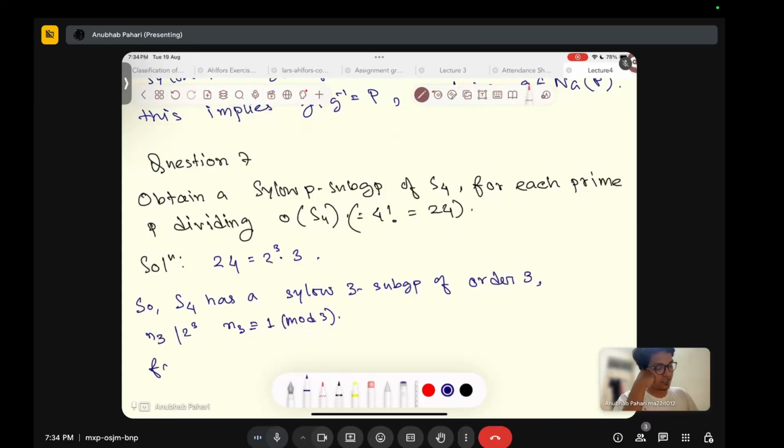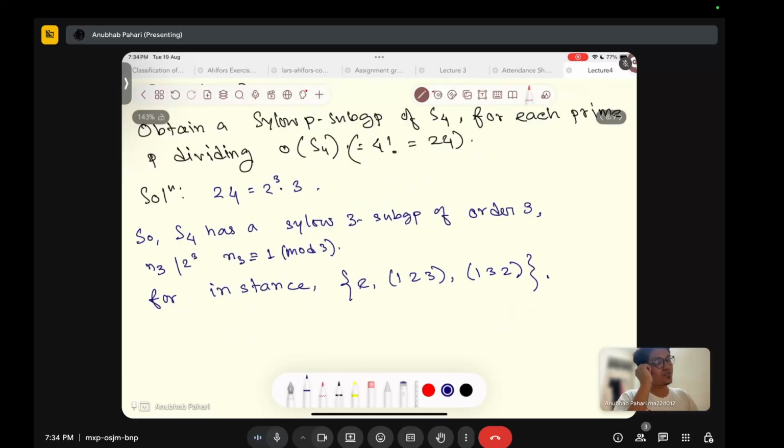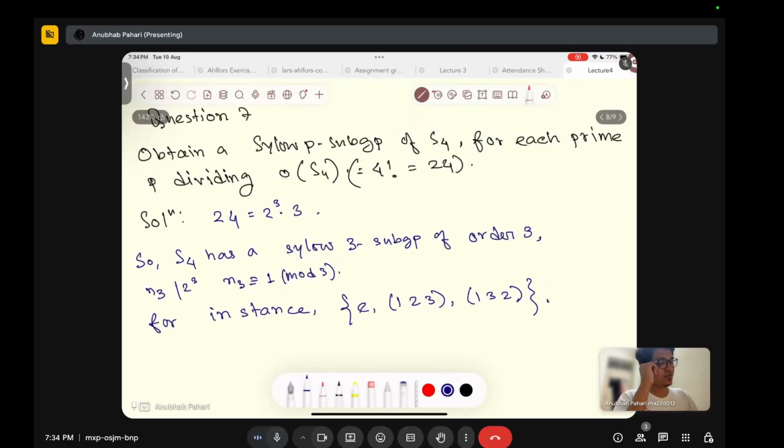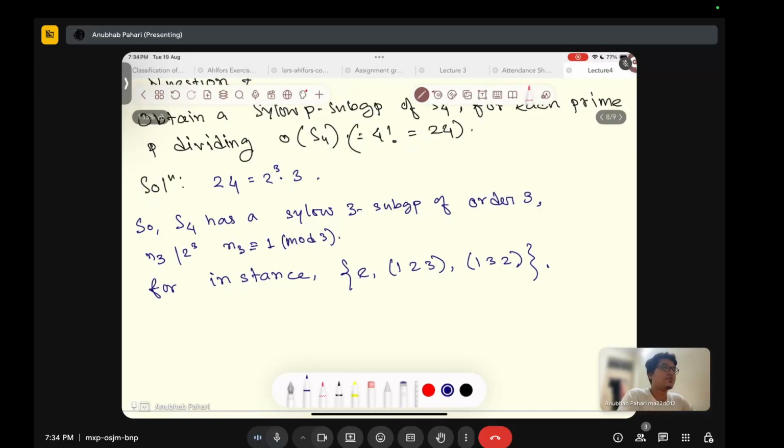For instance, it has the identity, (1 2 3) and (1 3 2). There are others also, like you can take (1 3 4) or (2 3 4), you generate them and you get a subgroup of order 3.